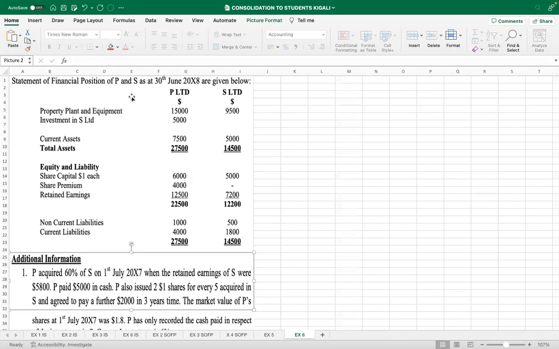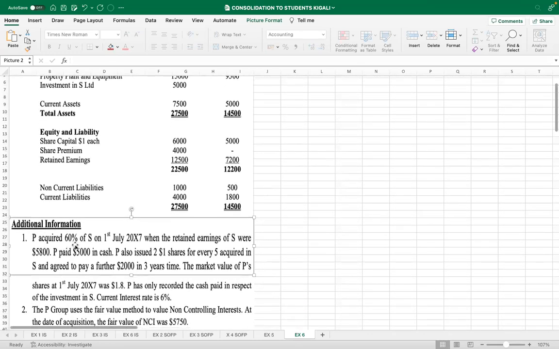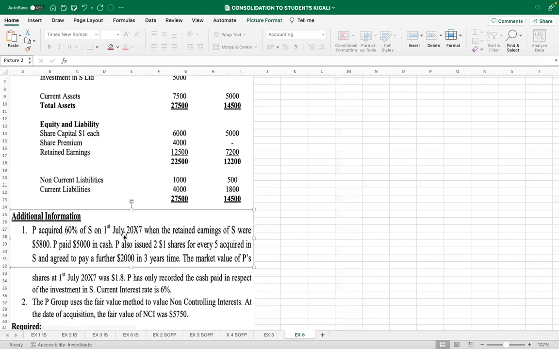Statements of financial position of P and S at 30th June 20x8 are given below. So you have been given the parent statement of financial position and the subsidiary statement of financial position. Remember, what is our objective? To know how to account for cost of investment. That is our objective. So, additional information: P acquired 60% of S on 1st July 20x7 when the retained earnings of S were 5,000800.